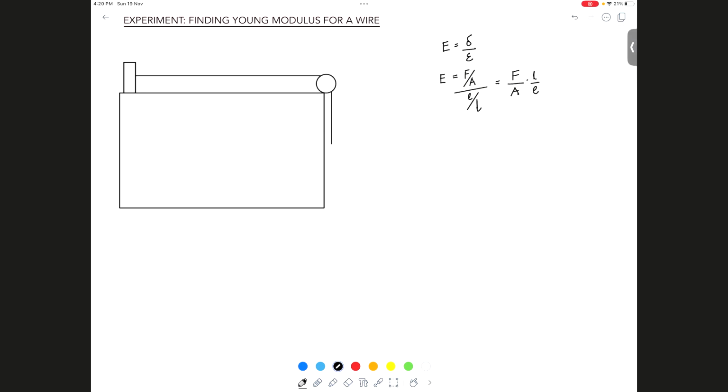So করা যায় না version. So you put your mass here, and let's see how many of the formal values here. So the force will come from where? The weight. So the weight of this mass provides the what on the wire? Force, right? So force is the weight of this mass.